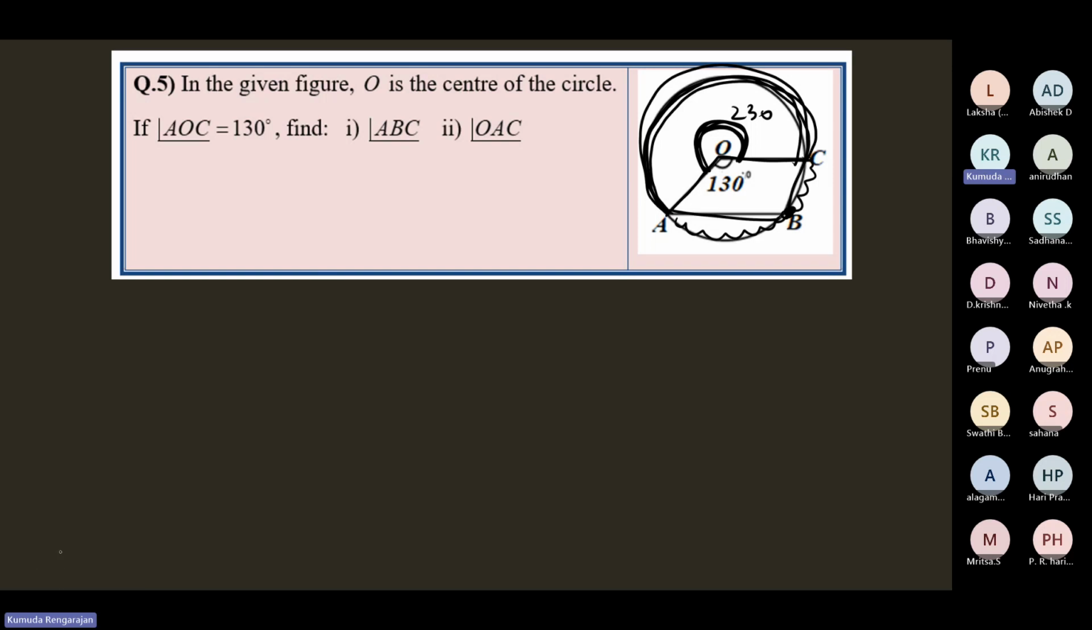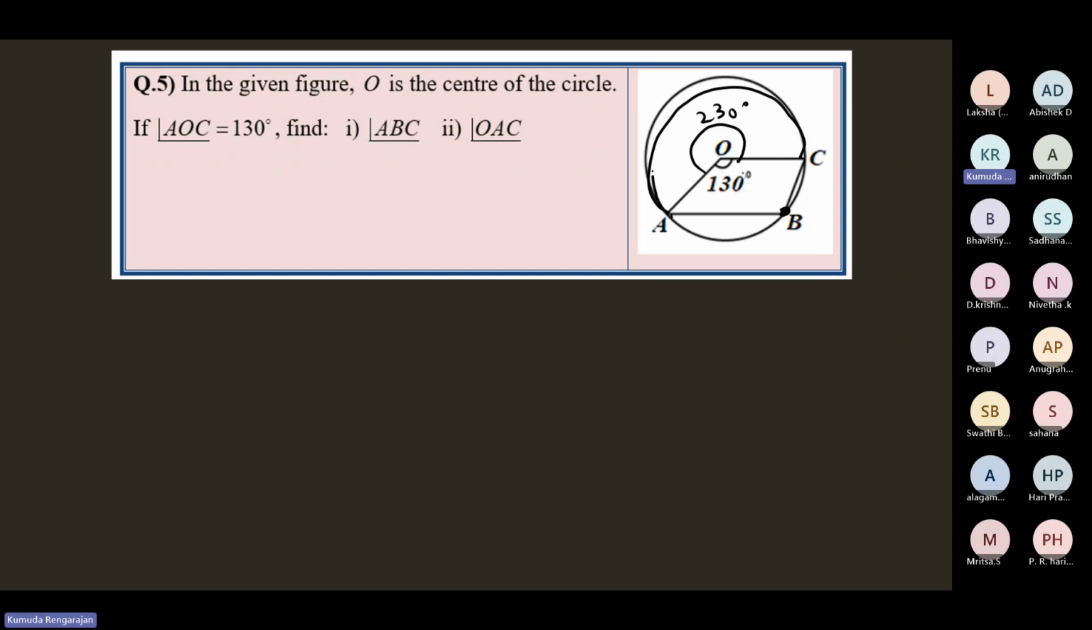It should be on the minor arc, the remaining part of the circle. Once again, this is the major arc. The major arc subtends reflex angle AOC at the center. Now we have to take a point on the minor arc. B is that point on the minor arc.